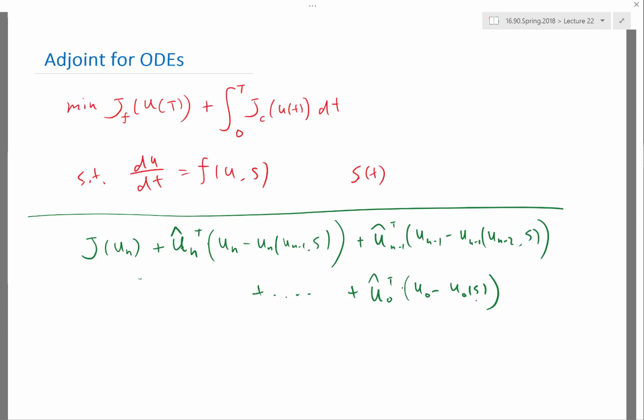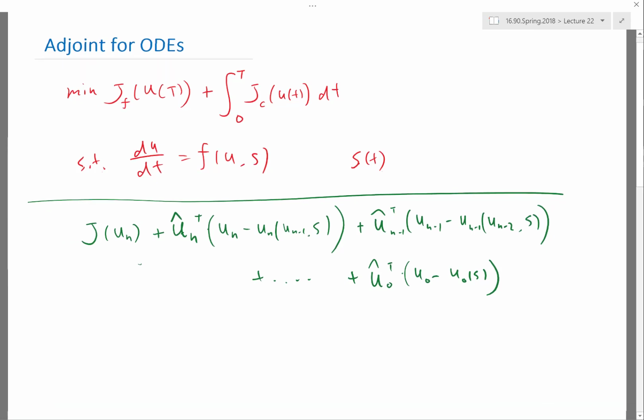Now to solve that problem, remember we want to ultimately compute the derivative, right? So what we want to consider is what happens when I perturb S by an infinitesimal amount. So my delta J as a response to an infinitesimal perturbation in S is the following.